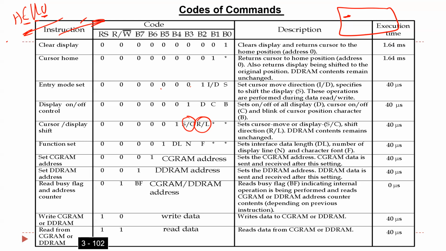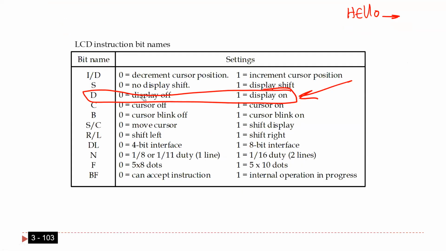So now, how can I move the cursor to the right or the left? Very simple. All you have to do here, guys, is tell from R and L. This one should determine right or left, and it's explained here. So if I put 0, that means it is left. If I put 1, that means it is right. Is that okay?